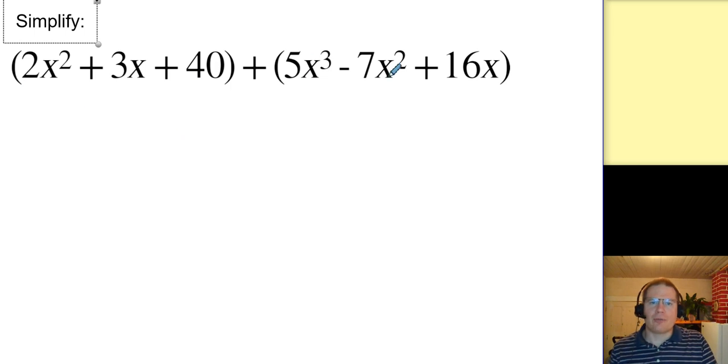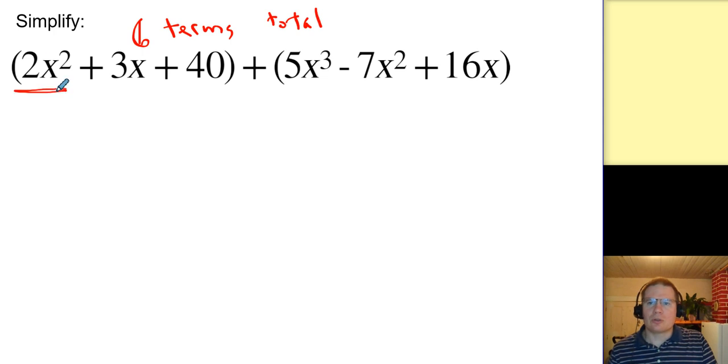Over here I have 3 more terms that are being added. So how many total terms do I have here? 3 terms in the first polynomial, 3 more in the second polynomial. I'm adding them, so that makes 1, 2, 3, 4, 5, 6 terms total. But if I have any like terms, I want to combine those.